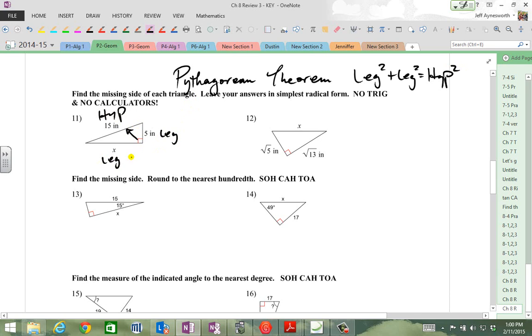So when you set this up, you start with the legs. So x squared plus 5 squared is equal to 15 squared. And you got x squared plus 25 is equal to 225. Subtract 25. You got x squared is equal to 200. And so that means x is equal to the square root of 200, which is equal to the square root of 100 times root 2. You got to split the root.